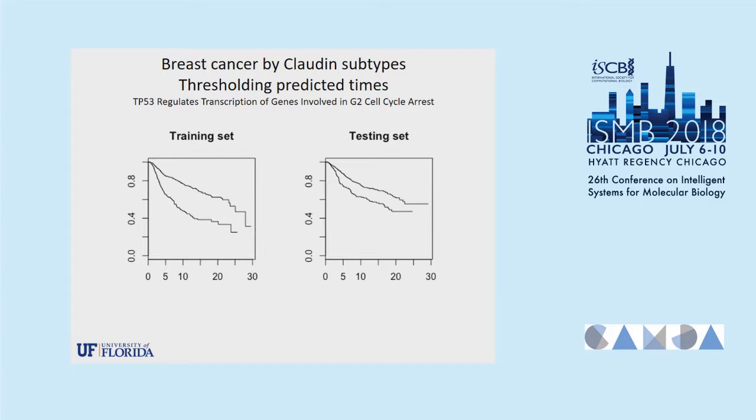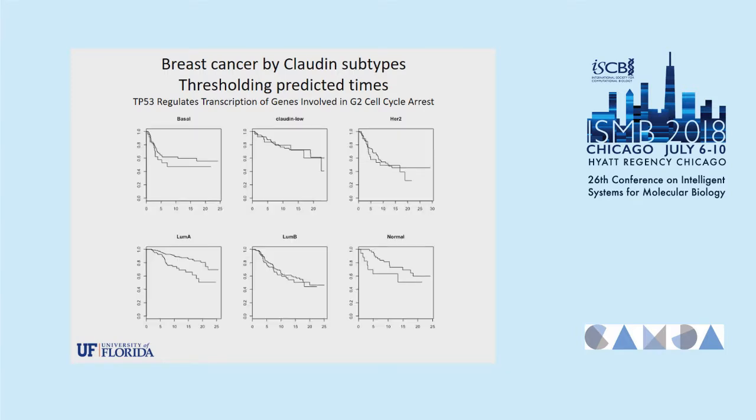Again, we find some pretty good separation in the data. But if we also look within subgroups, this one here was significant within LUM-A. We were able to find subgroups within that subgroup, but none of these other ones were significant.